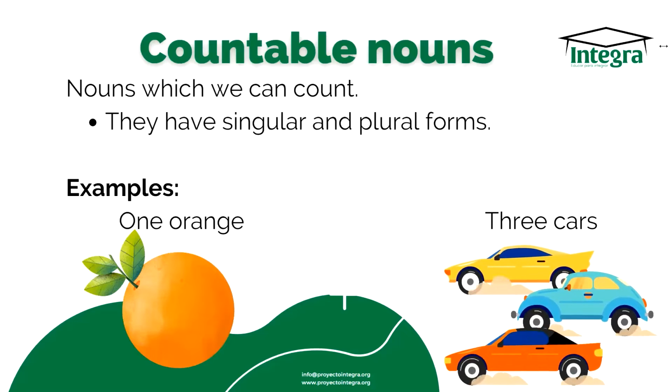Countable nouns are things we can count, and that's why they have singular, talking about one, and plural forms, talking about 2 or more. Example, 1 orange. I can count oranges. 3 cars. I can count the cars. 1, 2, 3 cars. And this is a plural noun. It has the letter S at the end.